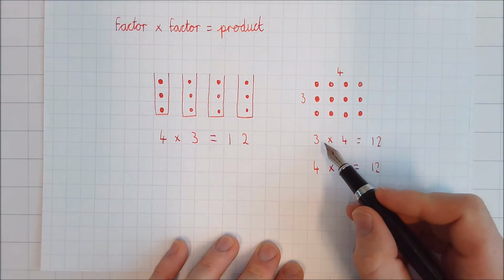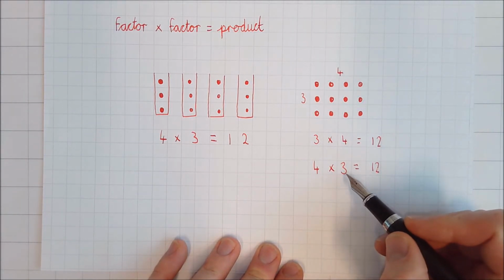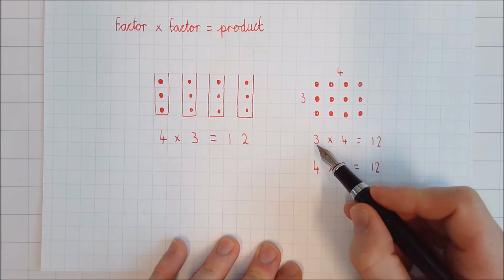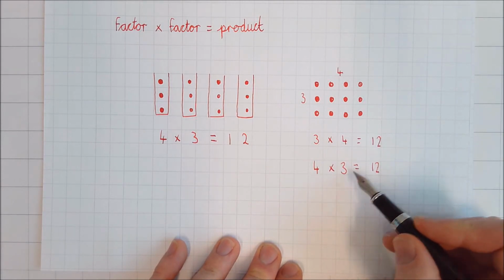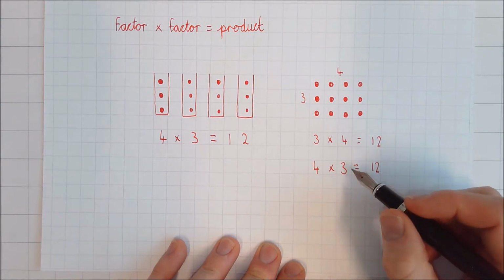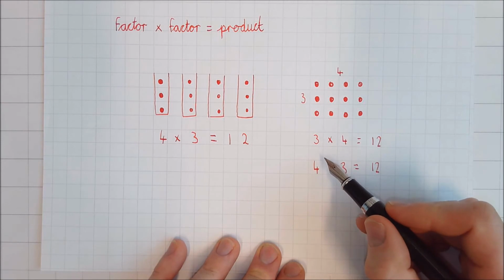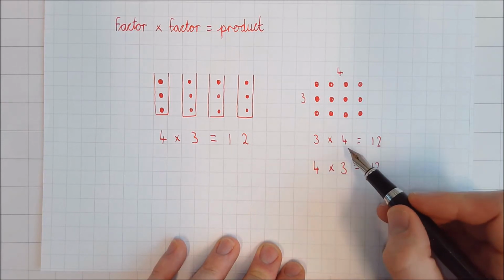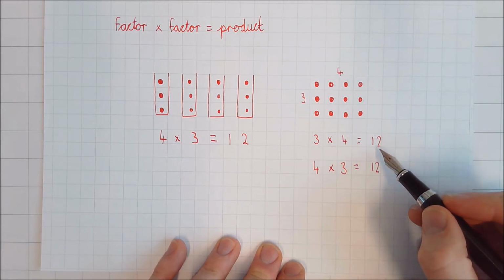You can also see that our factors can be switched around. We can change their position with each other. So the 3 could be our first factor, or it could be our second factor. Either way, the product remains the same. In multiplication, we say that this is commutativity. It means that we can move our factors around without changing the product.